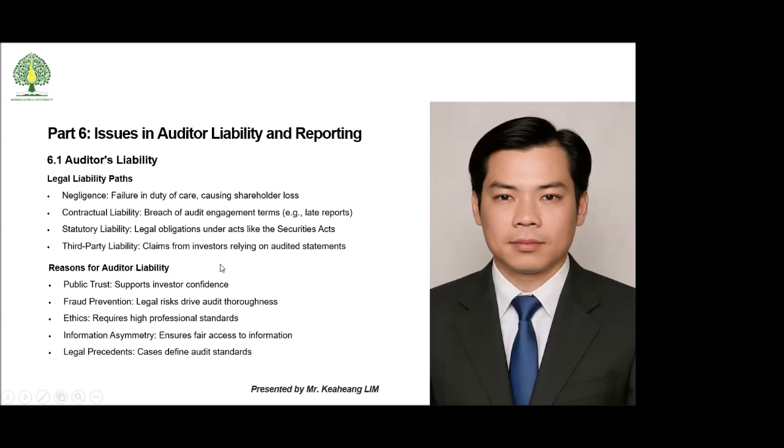The reasons for auditor liability include public trust, to support investor confidence; fraud prevention; legal risk, which drives audit thoroughness; ethics, which require high professional standards; information asymmetry, to ensure fair access to information; and legal precedent, where cases define audit standards.